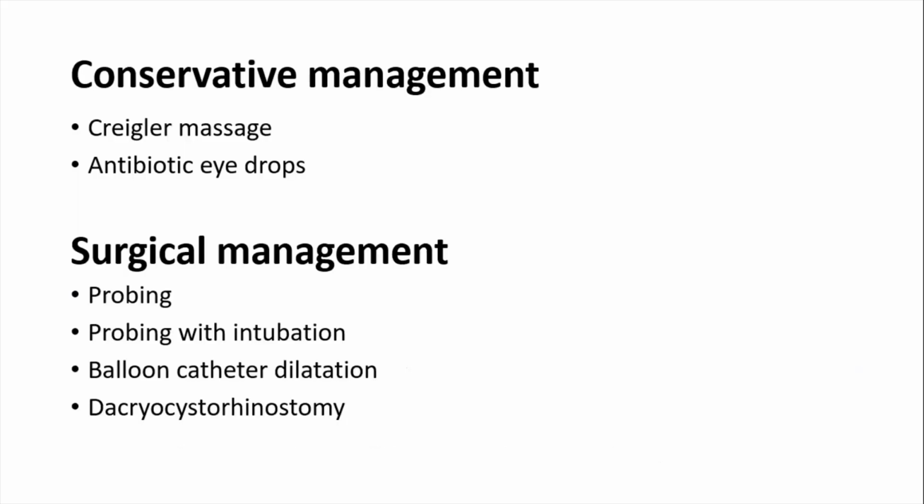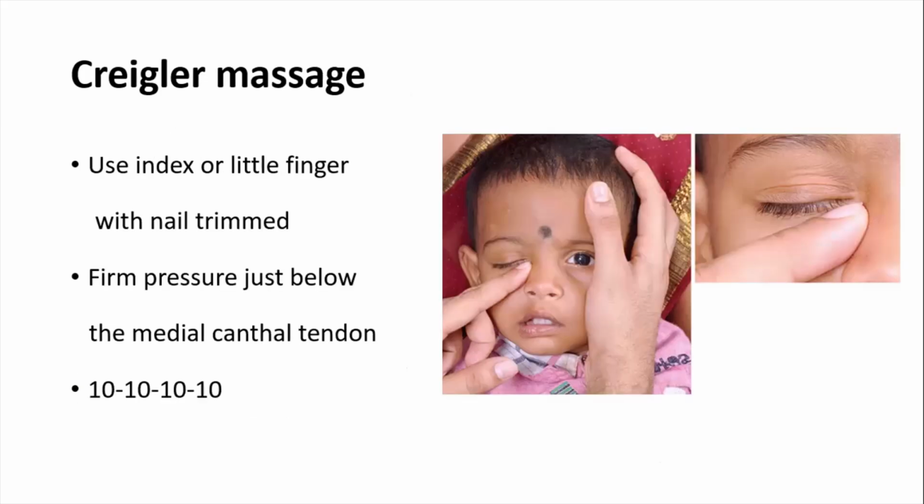So the general treatment of congenital nasolacrimal duct obstruction can be conservative in 90% of the cases, but for the remaining we may have to go for surgical management. The conservative management includes Crigler massage. It is very important to do the correct technique. Most of the time, if we explain the right technique to the mother and it is done properly, we can see that 90 to 95% of the time, the conservative treatment is successful.